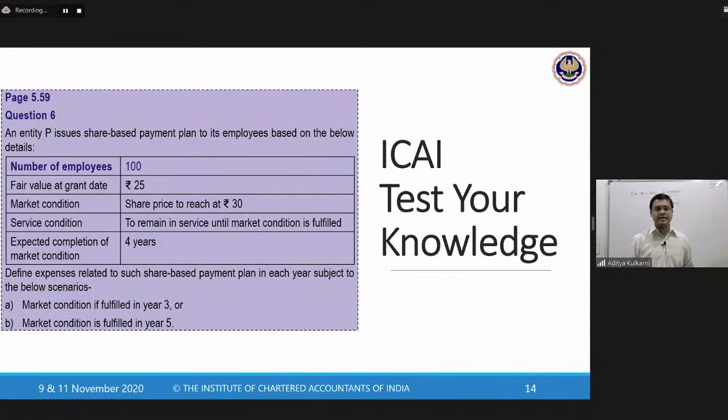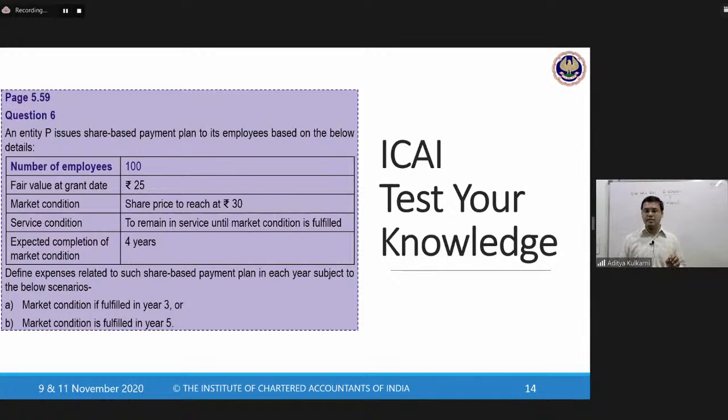This is again a test your knowledge question. You should be able to do this. I will explain the concept. An entity P issues a share-based payment plan to its employees based on the below details. The number of employees is 100. The fair value at the grant date is 25. The market condition is what? That the share price should reach 30 rupees.